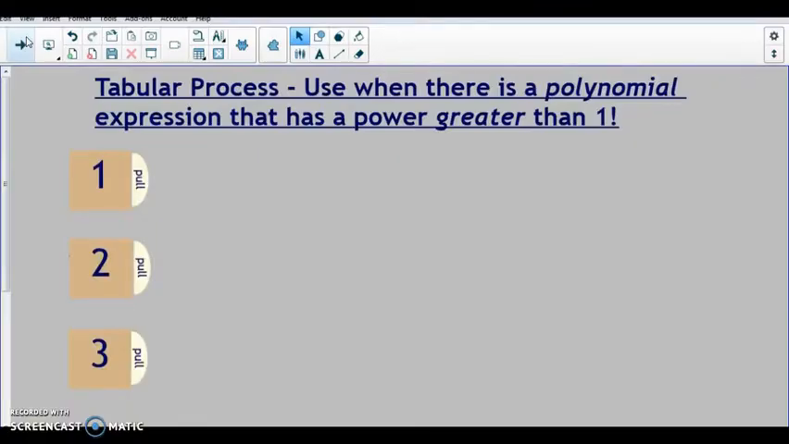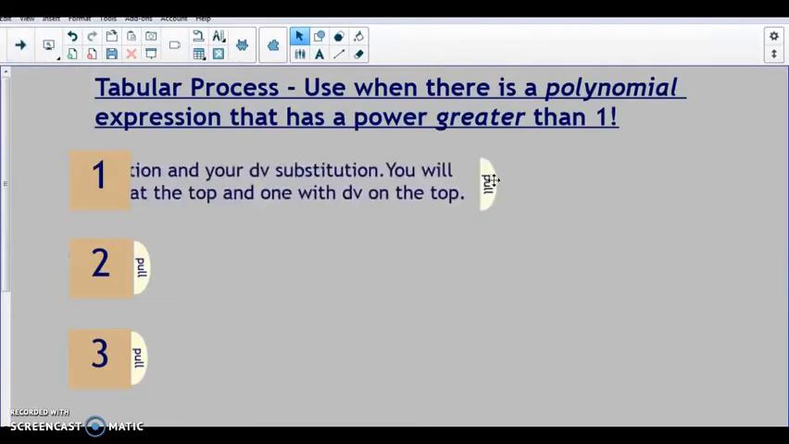Now I'll show you how to do what's called the tabular method, which is used when you have a polynomial expression and that polynomial expression has a power greater than 1. So if it's just a power of 1, you do it like the way we just did it. If the power is greater than 1, then you want to use this tabular method. So I'm going to again show you the steps and then walk you through an example.